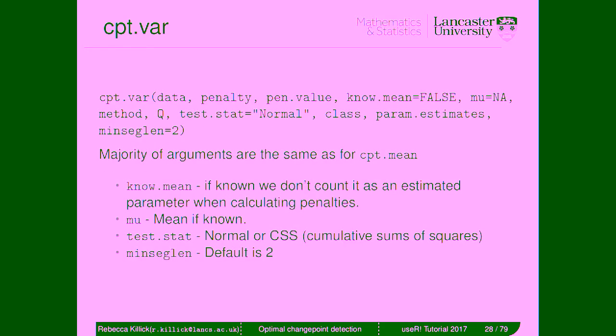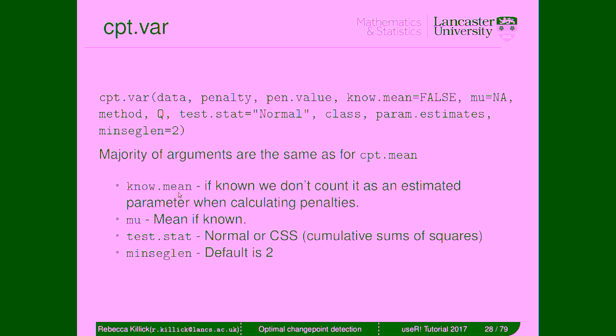I'm going to move on to the second one now, cpt.var. I'm going to quickly whiz through both cpt.var and cpt.meanvar, and then we'll have another chance to practice on those. You'll be glad to know they've basically got exactly the same structure as cpt.mean. So the majority of arguments are the same, as you can sort of see from what's coming on.